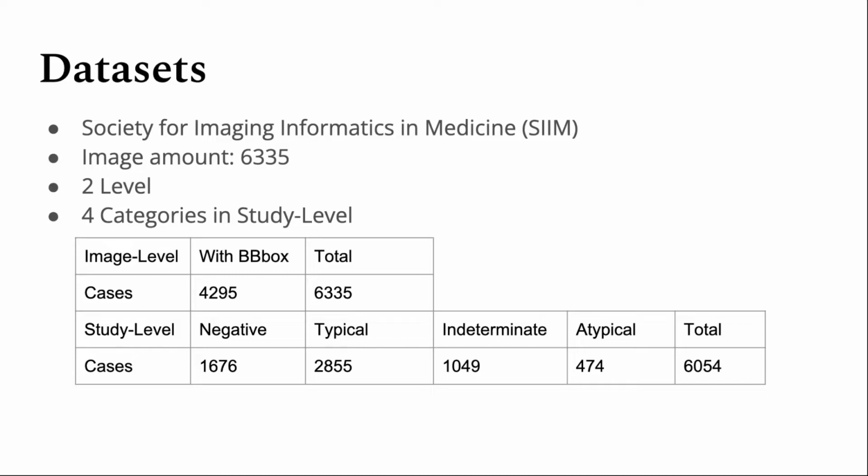Our datasets come from the Society for Imaging Informatics in Medicine. There are two labels. The first one is the image label. It is a bounding box problem. And the second one is the study label. It is a classification problem with 4 categories.